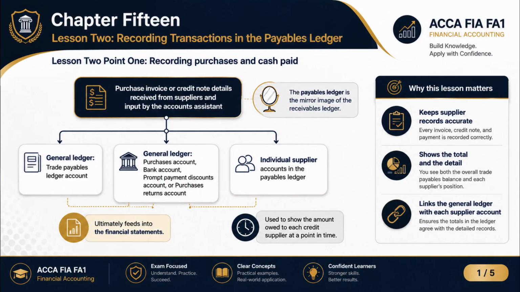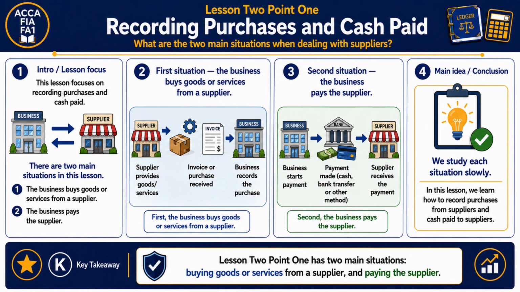Lesson 2.1, Recording Purchases and Cash Paid. Now let us focus on recording purchases and cash paid. There are two main situations in this lesson. First, the business buys goods or services from a supplier. Second, the business pays the supplier. Let us study each one slowly.